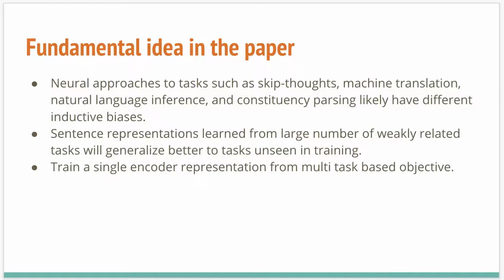Now, if we can build a model where we share a sentence encoder among different tasks, and we try to minimize the objective functions of all these tasks in a multitask learning setup, then there is a fundamental chance that we can learn more robust representations of the sentence, which can even work for unseen tasks as well. So they have proposed training a single encoder representation for a multitask based objective.